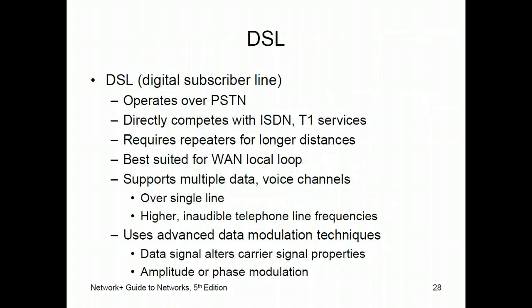Then DSL, digital subscriber line. This operates over PSTN as well, directly competes with ISDN and T1, and requires repeaters for long distances. It's best suited for a WAN local loop. So what that means is, with neighborhoods and cities is where you'll see this used. It supports multiple data and voice channels that can be run over a single line. It can be run generally over telephone lines. It uses advanced data modulation techniques.